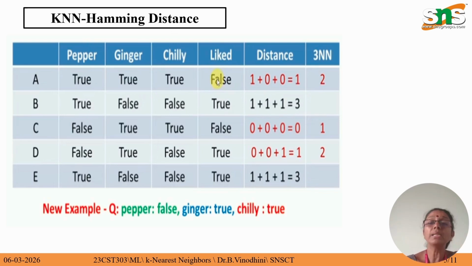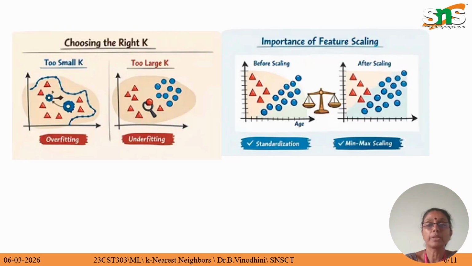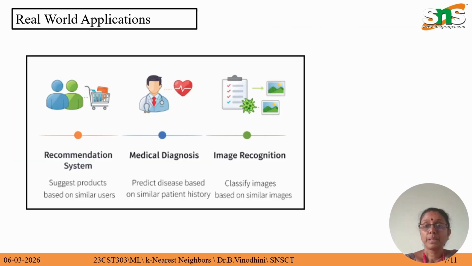They find the distances, then rank them, and finally, based upon the k value, they predict whether the input belongs to true or false. In this data, the particular input belongs to the true class. So this is the way they predict the new class label using the Hamming distance method. Thank you.